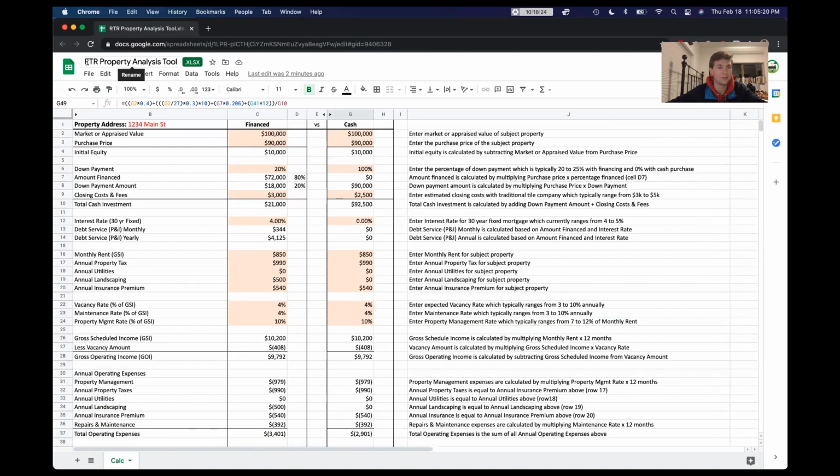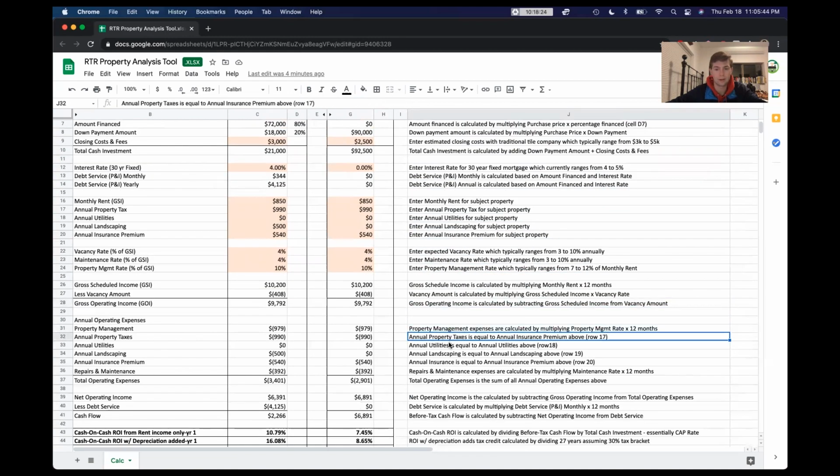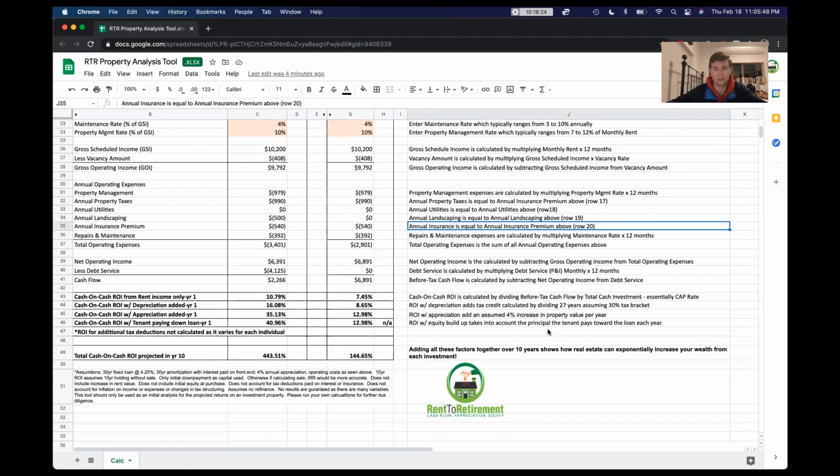So anyway, this rent-to-retirement property analysis tool is very, very cool. Please check it out. It will break down the terms here in the right column and walk you through it in case any of these were confusing. And again, just further reinforcing your retention for learning these terms, learning how to evaluate properties, finding good deals. Without all of this, it's really hard to buy good investments.